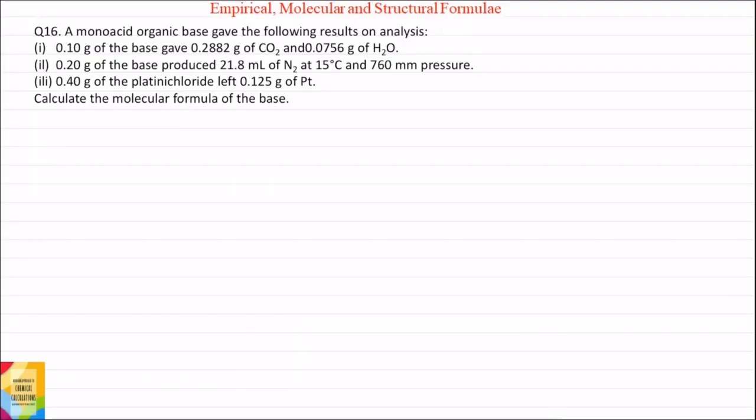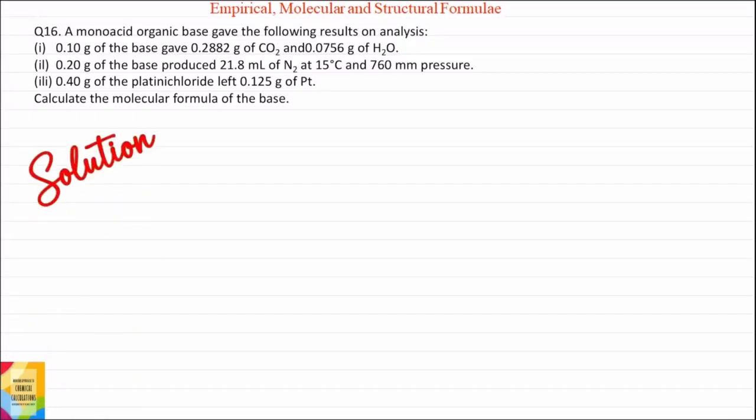Question 16. A monoacid organic base gave the following results on analysis. First, 0.10 gram of the base gave 0.2882 gram of carbon dioxide and 0.0756 gram of H2O. Second, 0.20 gram of the base produced 21.8 milliliter of nitrogen at 15 degrees centigrade and 760 millimeter pressure. Third, 0.40 gram of the platinic chloride left 0.125 gram of platinum. Calculate the molecular formula of the base.